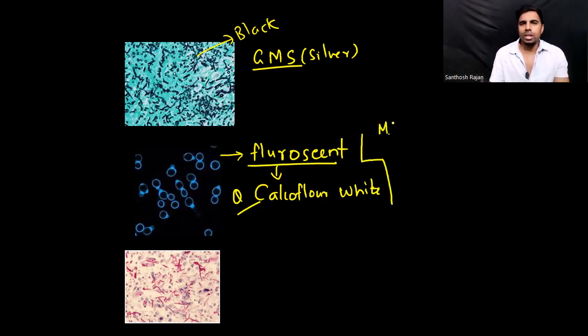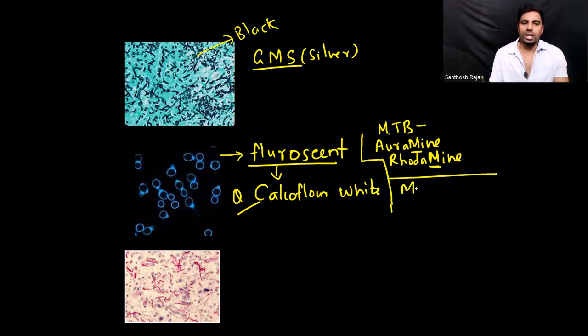Is there a fluorescent stain for TB? Yes, we have. If you remember, for Mycobacterium tuberculosis it is auramine and rhodamine. And then one more, for malaria, Plasmodium: you use acridine orange. This is also a question.